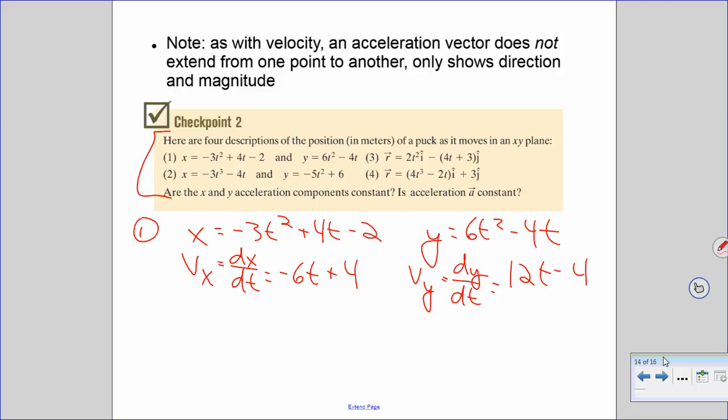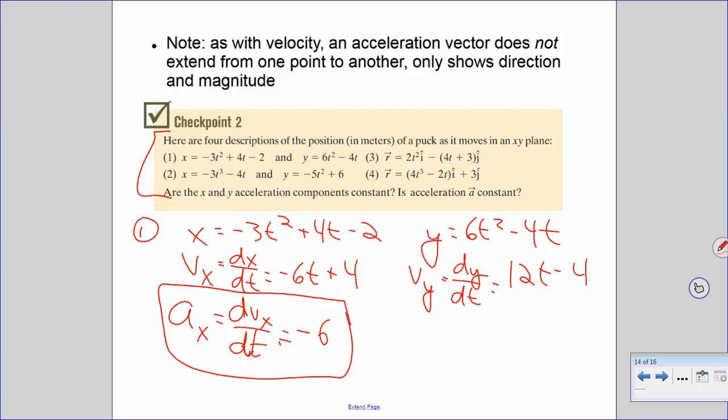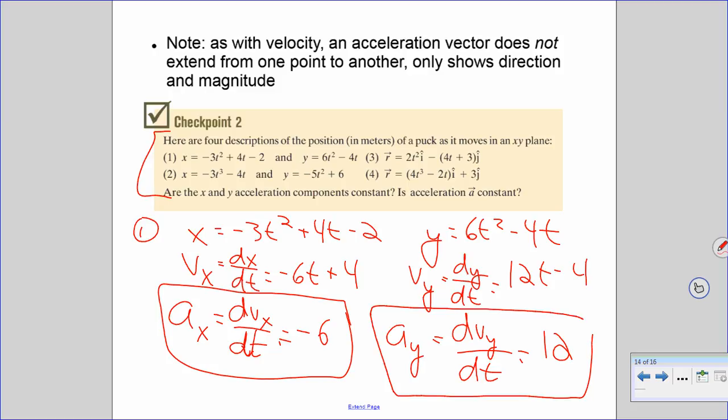Now you find your accelerations, right? So my acceleration in the x direction is the derivative of vx with respect to t, dt. So that's going to give you negative 6, right? That's constant. No matter what time is, that's my horizontal acceleration. And my ay would be the derivative of vy with respect to t. So that's just 12, right? So again, constant. So example 1 has constant acceleration in both x and y directions.